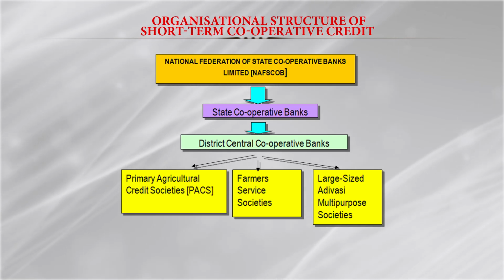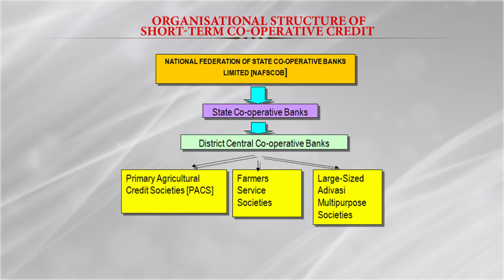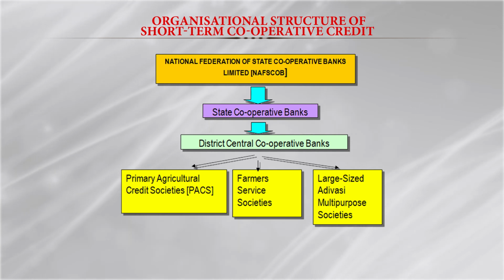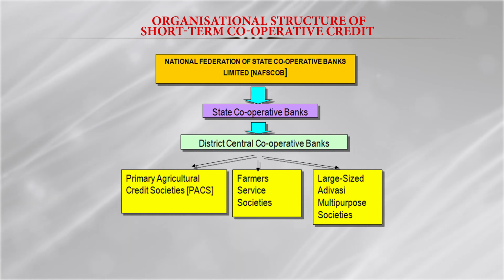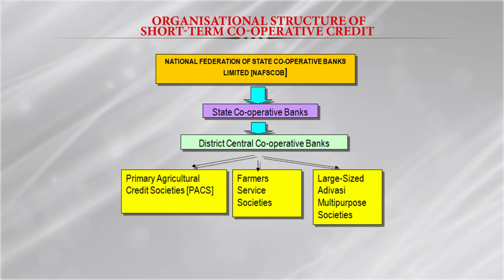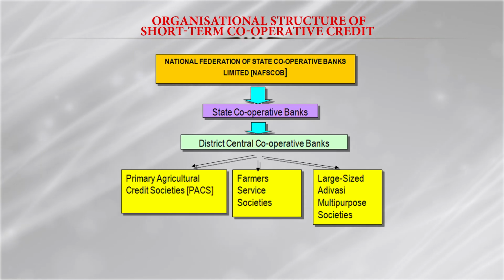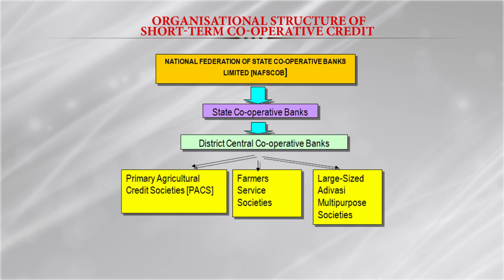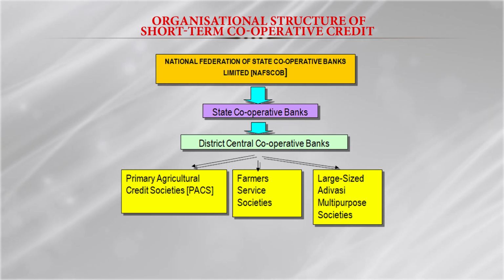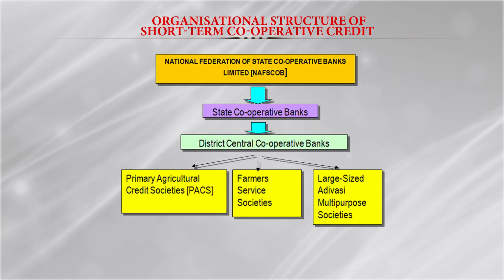We have also this large sized Adivasi multi-purpose society. So at the grassroots level, three types of cooperative organization are there which provide loans to the member farmers: PACs, the Farmers Service Society, and the large size Adivasi Multi-Purpose Society.